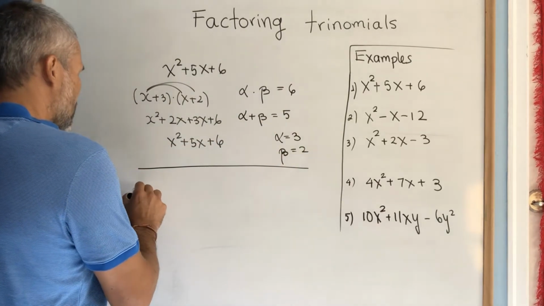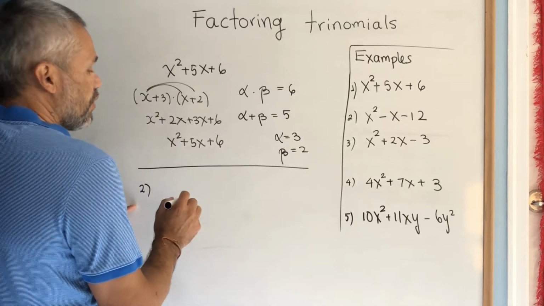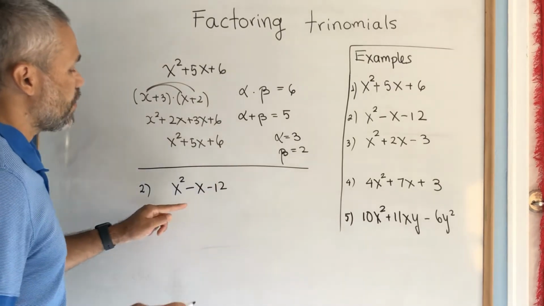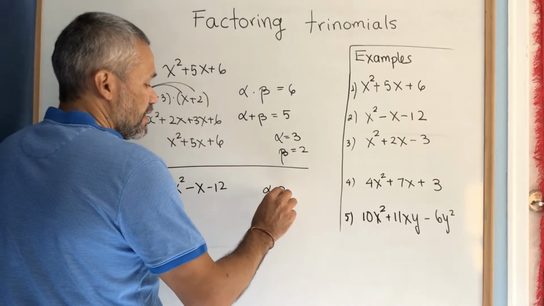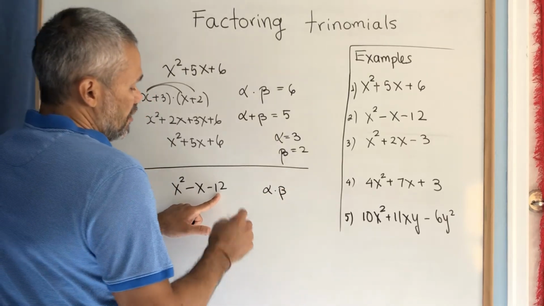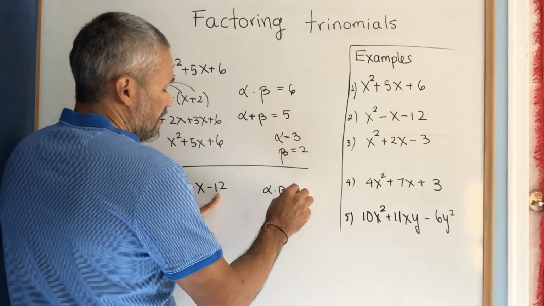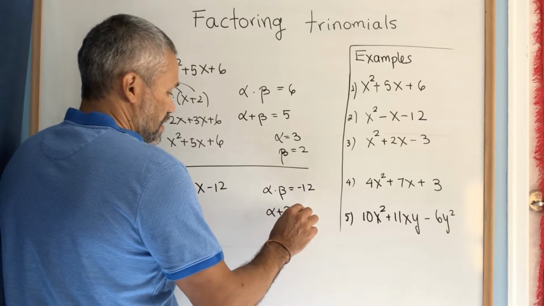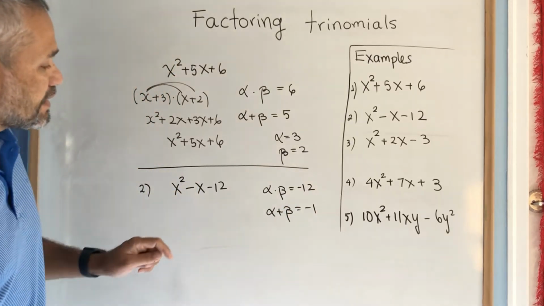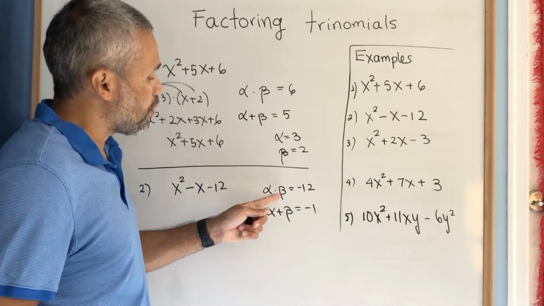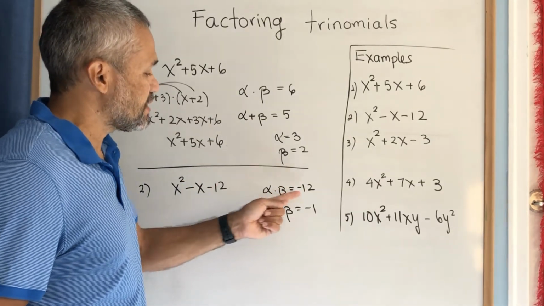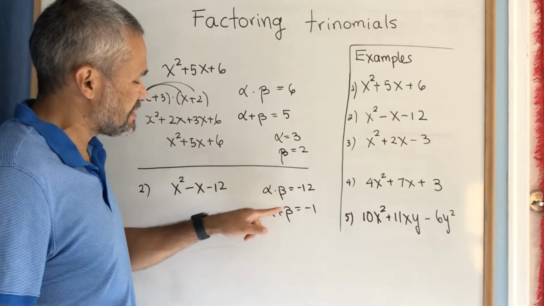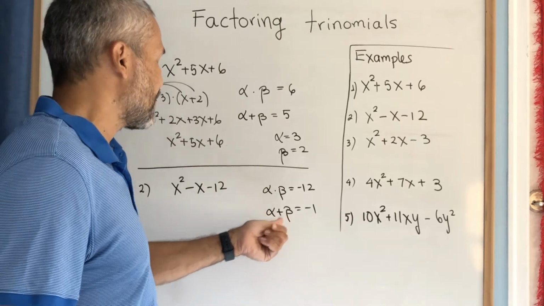Now let's do example number 2. Here again, the leading coefficient is 1. We have x squared minus x minus 12. We're looking for two numbers, alpha and beta, such that the product is the constant coefficient, the coefficient that doesn't have an x, which is negative 12, and the sum is equal to the coefficient of x. Notice that here we are looking for a product that is negative. Since the product is negative, one must be positive and the other must be negative. Then the sum is actually the difference, because one of them is negative.